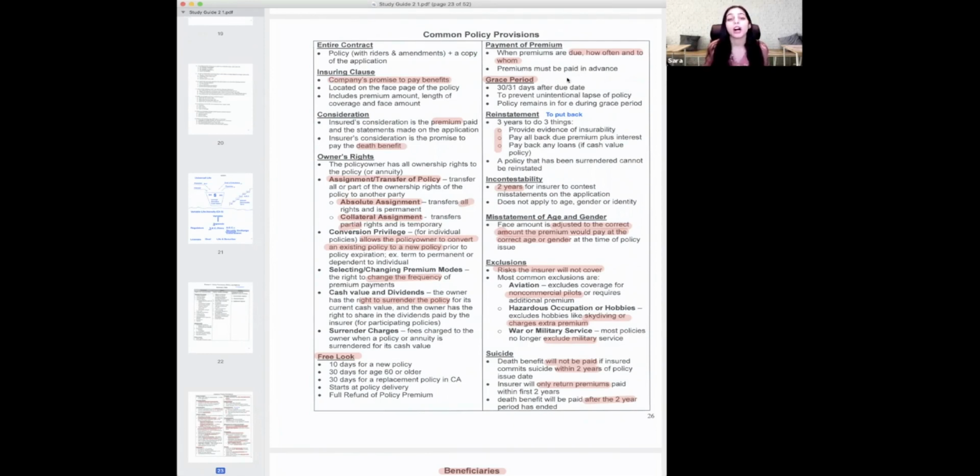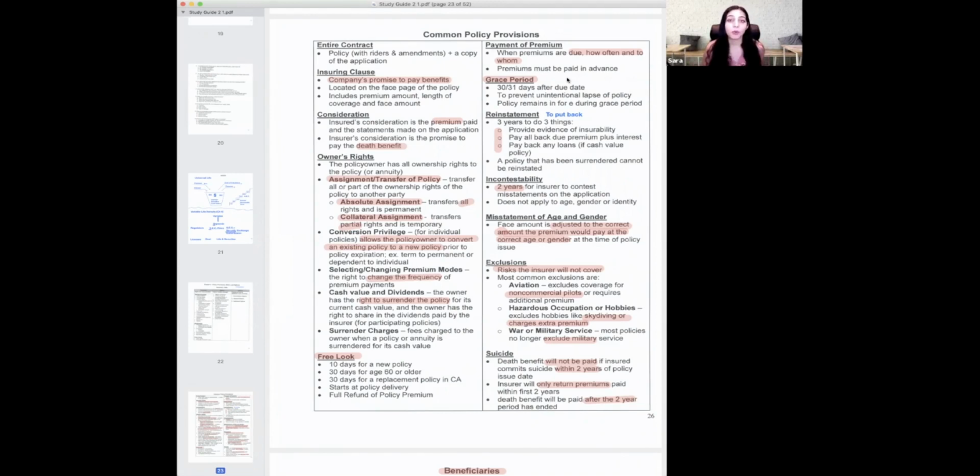Grace period, again, also something we went over in Chapter 3. Grace period is if you miss a payment, you'll get 30 to 31 days to pay that payment, and if you don't, then your policy will lapse. Lapse means cancel. Okay, but let's say your policy did lapse, and you decided a couple months later, hey, I want that policy back, right?